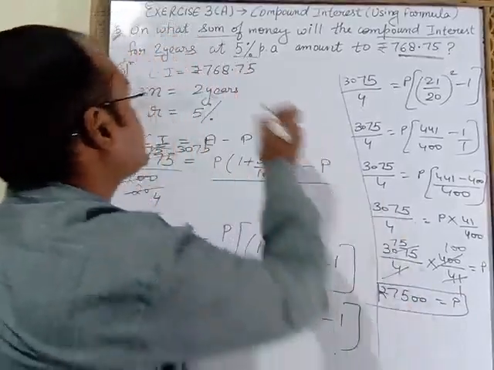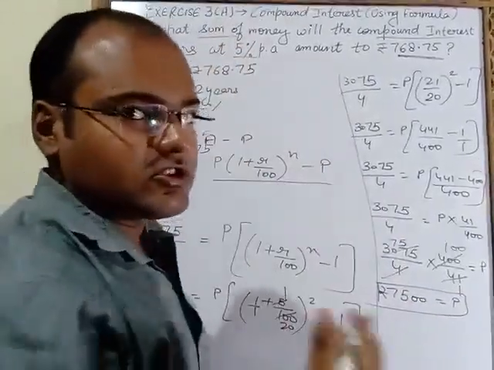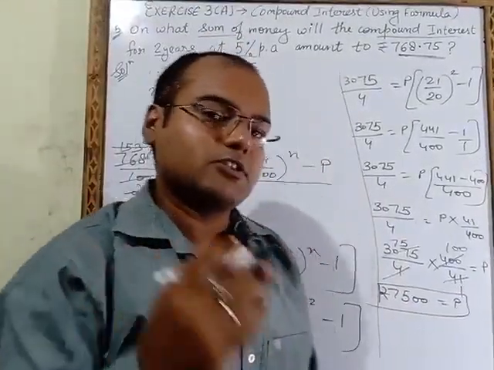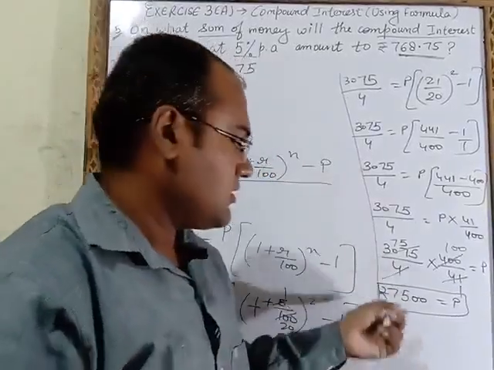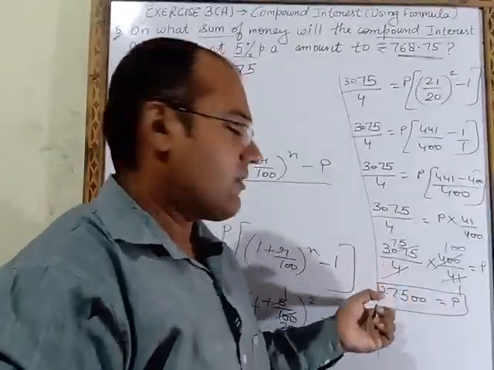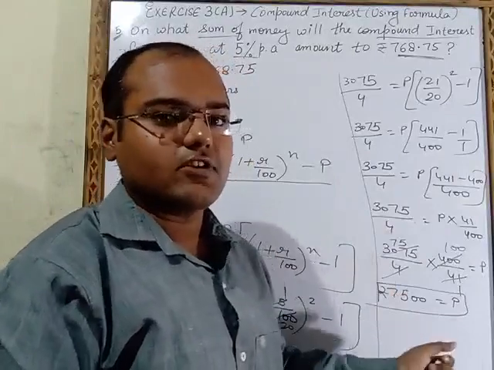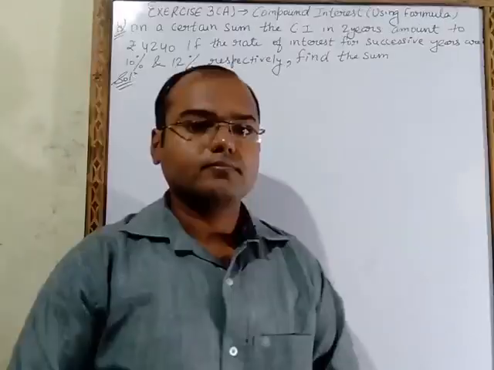So in the question he asks on what sum of money. So sum of money means you have to calculate the principal. So the answer to this question is principal is equal to 7500 rupees. So like this you have to do question number 5.